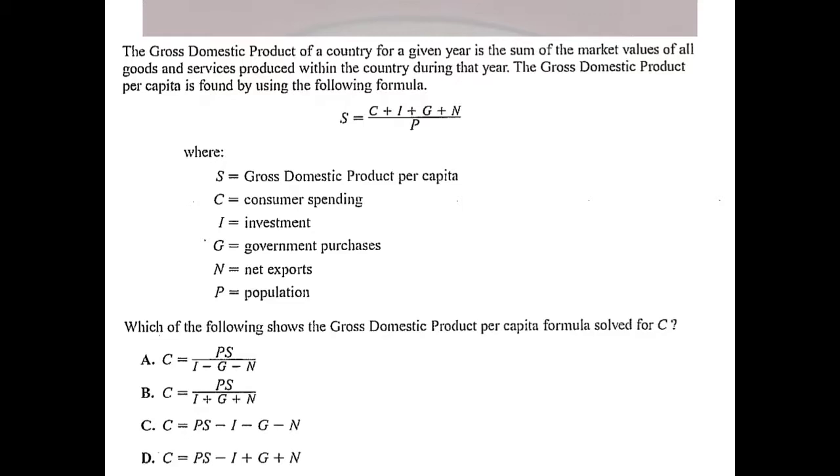All right, so we're solving literal equations. And literal equations generally have problems when they look like this. Basically what it boils down to is we have an equation and it says which of the following shows the gross domestic product per capita formula solved for C. Okay, so we're just trying to get C by itself. Think of it like a variable party. C is the variable that no one wants to be around, so everyone wants to get away from them.